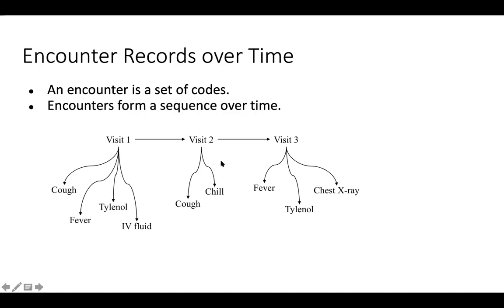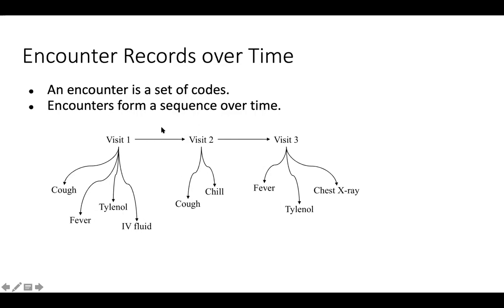So as you can see here, let's assume that one patient had made three visits to the hospital over time. And within each visit, there would be a different number of events happening. So in the first visit, the patient was diagnosed with cough and fever. So these two would be diagnosis codes. And then was prescribed Tylenol, which would be a medication code. And then the patient got IV fluid, which would be a procedure. So two diagnosis codes, one medication code, and one procedure code.